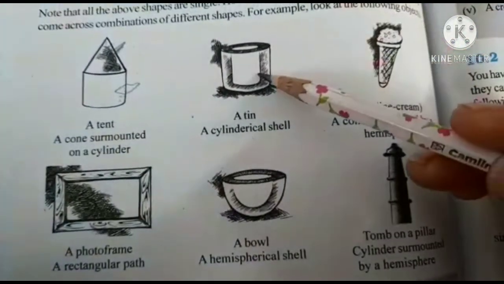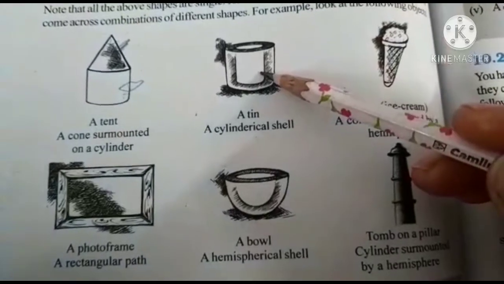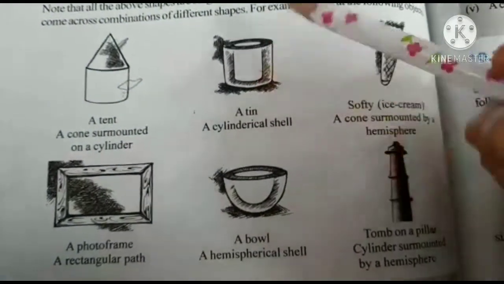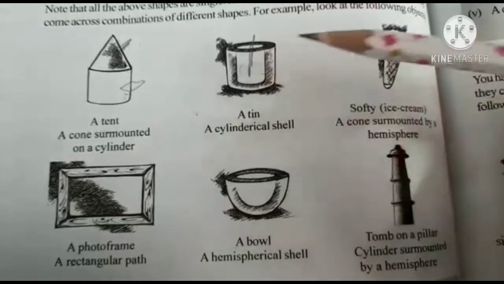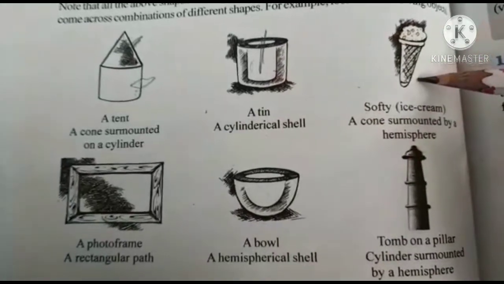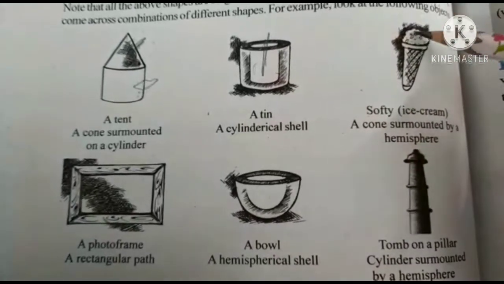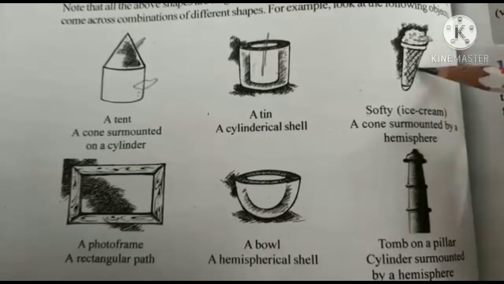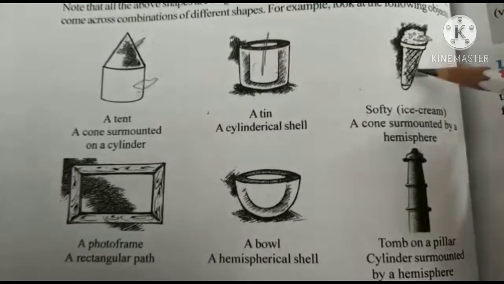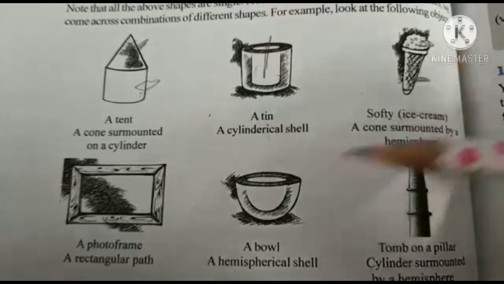Similarly, this is a tin box. It is a cylindrical shell. It is hollow from inside. Third is an ice cream cone, which is a combination of a hemisphere, this is the hemisphere, and a cone. So it is a combination of hemisphere and cone.